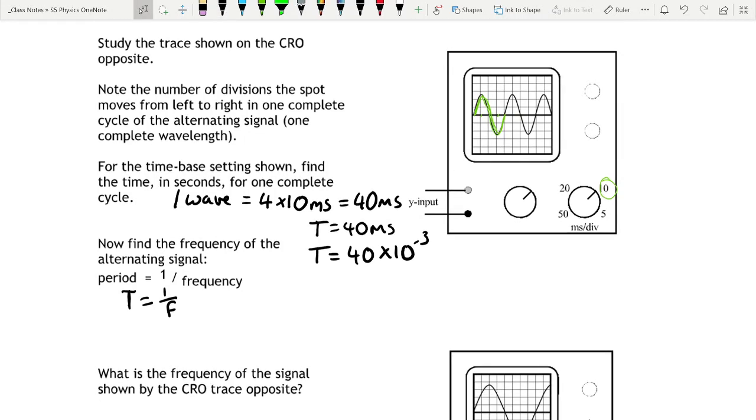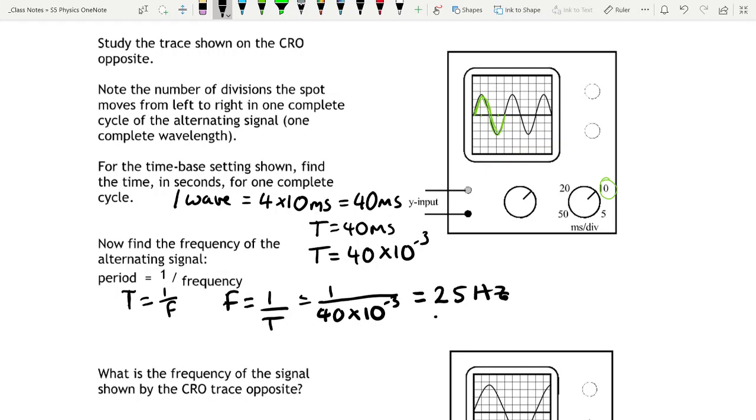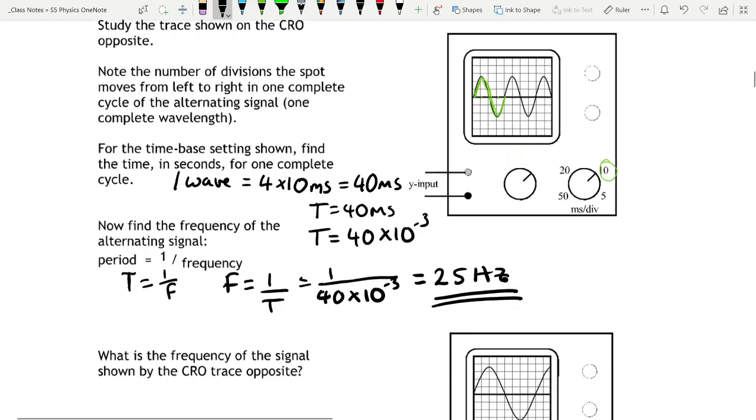So the frequency: if time period is 1 over frequency, frequency is 1 over time period. So 1 over 40 times 10 to the minus 3, which comes to 25 hertz. And that's how you find the frequency from an oscilloscope. You find the time period by counting up how many boxes one wave spans, and then timesing it by how much each box is worth, and then doing frequency is 1 over time period.